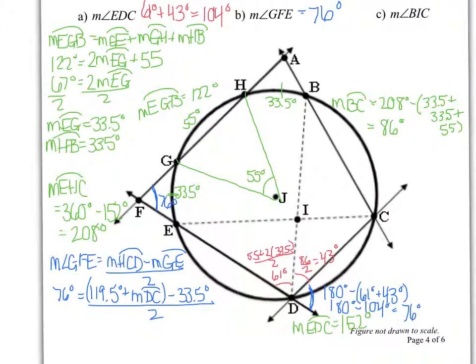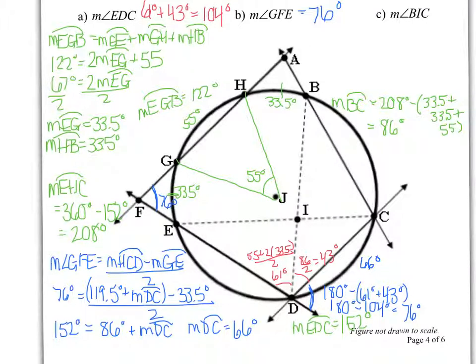So 76 times 2, because we're going to bring this over to this side by multiplying both sides by 2, is 152 degrees. 119.5 degrees minus 33.5 degrees is going to be 86 degrees plus the measure of arc DC. So the measure of arc DC is going to equal 152 degrees minus 86 degrees, which is 66 degrees. So this arc right here is going to be 66 degrees.